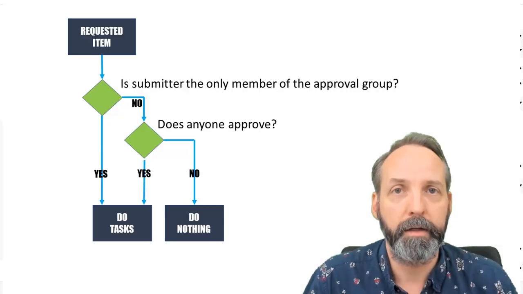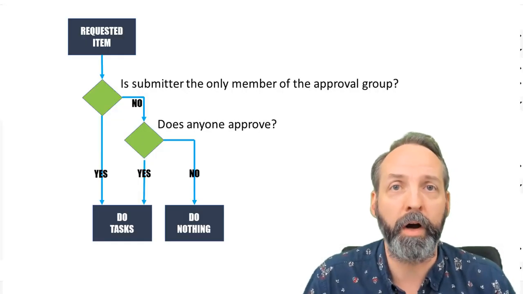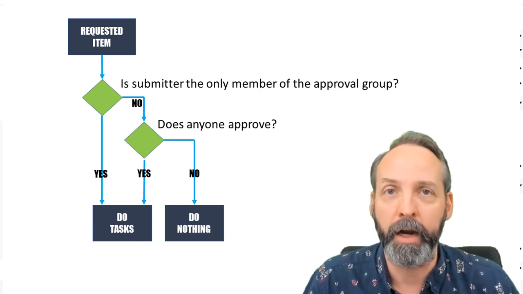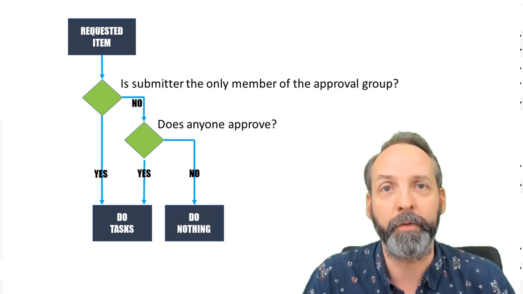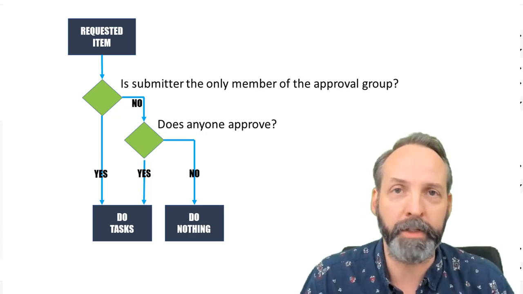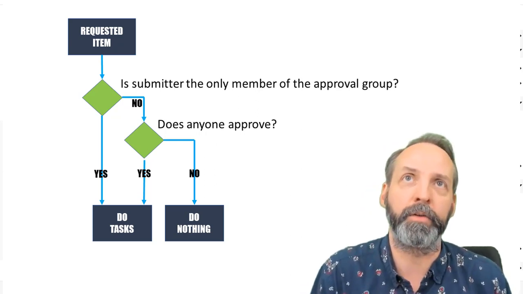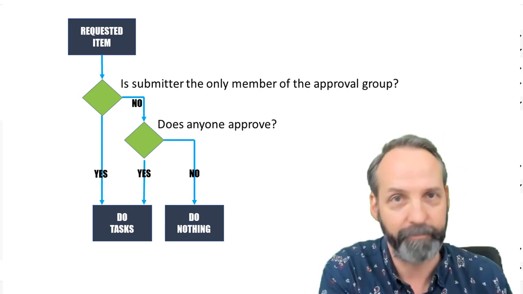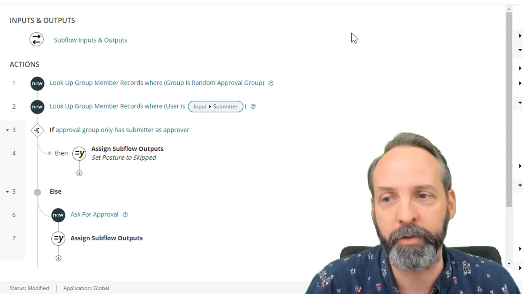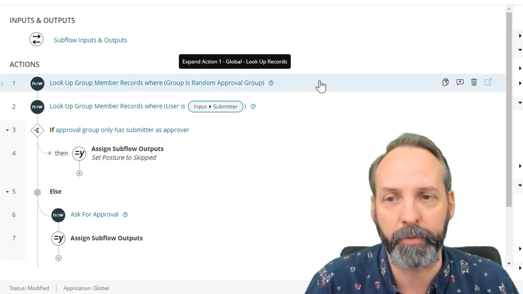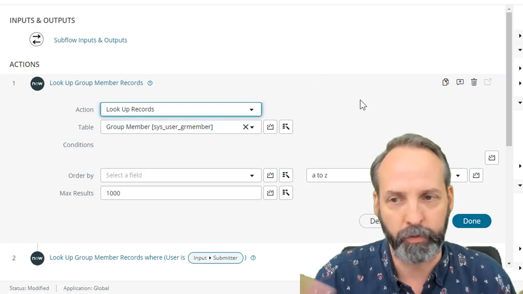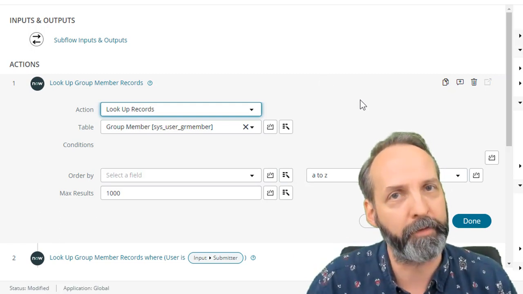So if you remember, as stated, the flow was if the submitted by is the only member of the approval group, then we just want to go right past. You can't really do that in one statement. You can't find out if there's only one person in that group and is it, let's say, Bob. So the first thing I want to do is look up group member records, where group is the random approval group. Random approval group is just a group I made up for this use case.